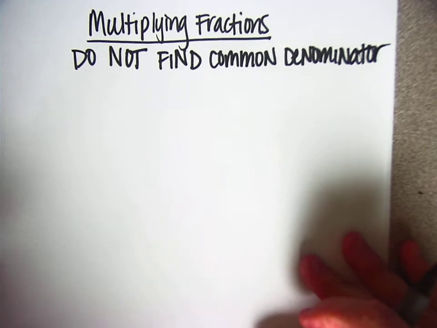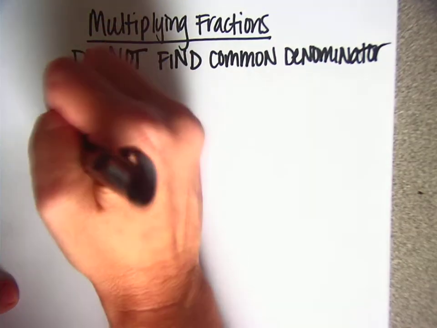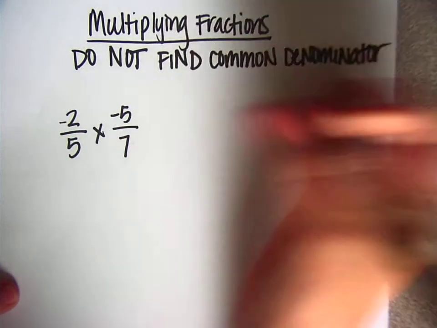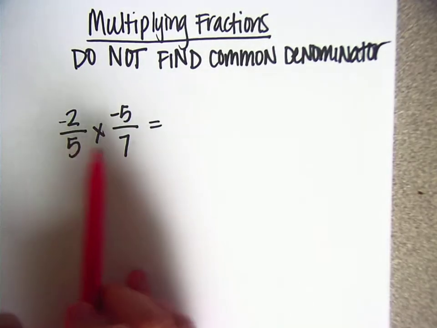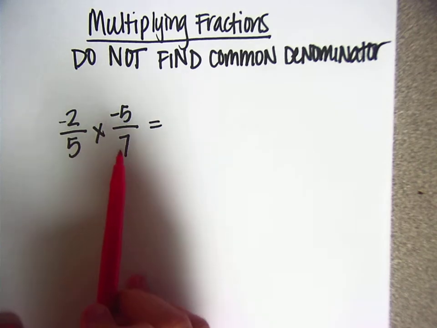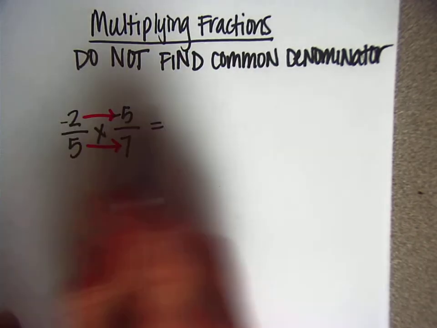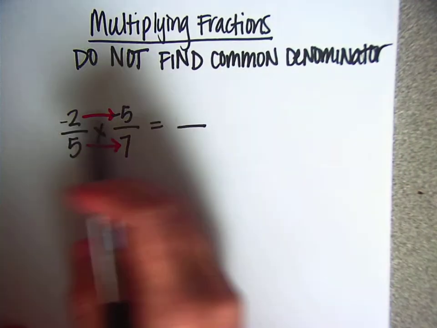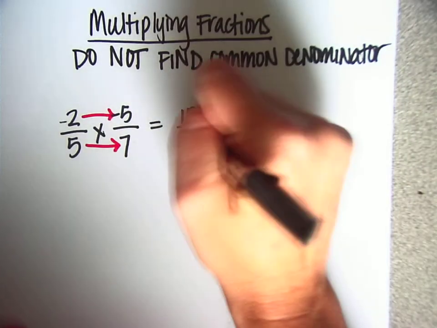Let's look at a fraction and you'll see what we do instead of a common denominator. Our equation that we're going to look at is negative 2 over 5 times negative 5 over 7. Okay? So typically with addition, we would look to find a common denominator between 5 and 7, but that is not the case here. What you do with multiplication is you just simply multiply your numbers across and then simplify from there. So 2 times 5 is 10. 5 times 7 is 35.